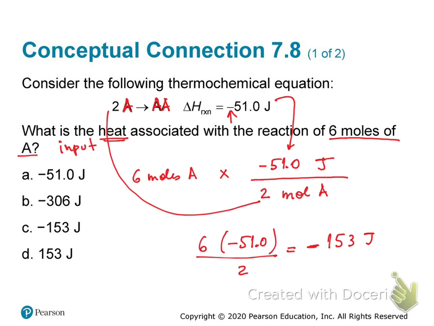The negative simply indicates that the energy is coming out of the system. The energy is being produced. The heat is being produced.